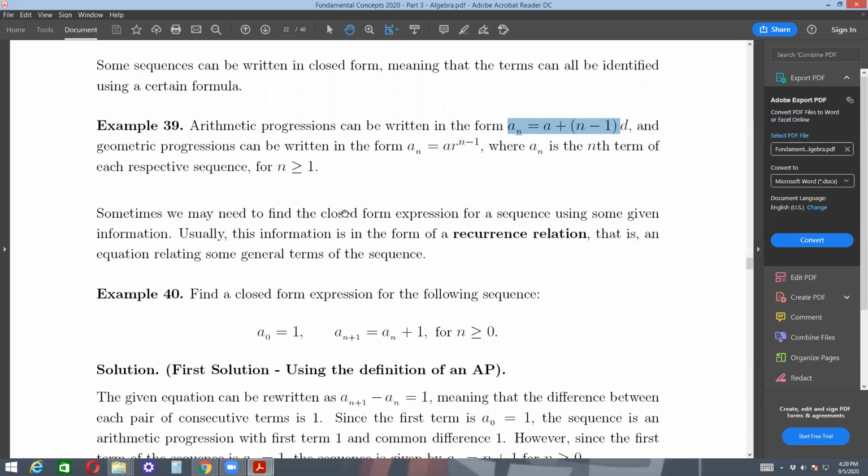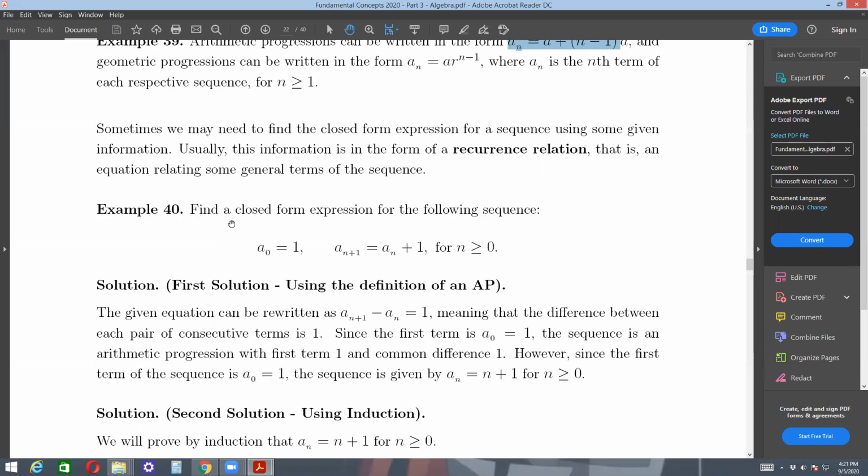Right, now sometimes you might have to find closed form expressions for sequences given what is called a recurrence relation. So a recurrence relation is something like this down here, where basically the n plus 1th term is defined based on the nth term, or maybe n minus 1th term, or something like that. Essentially what you have is some term is defined based on some of the terms that come before it. That is called a recurrence relation. You use the smaller terms to get the bigger terms and so on.